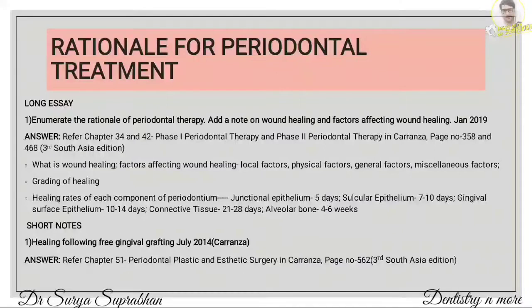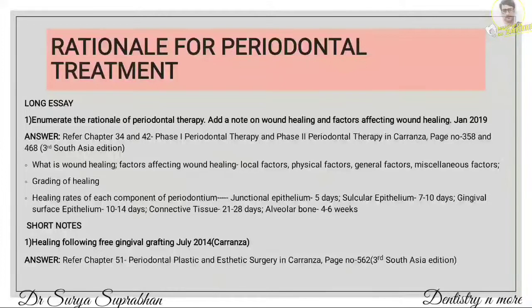Then moving on to next chapter, that is rationale for periodontal treatment. First question, enumerate the rationale of periodontal therapy and add a note on wound healing and factors affecting wound healing. So for the first, the rationale of periodontal therapy, you have to refer chapter 34 and 42, where you have to write the rationale of phase 1 periodontal therapy and phase 2 periodontal therapy. So it's given in Carranza in page number 358 and 468.